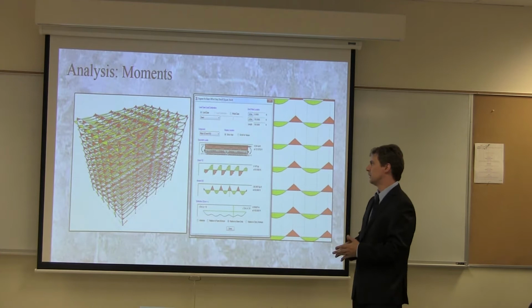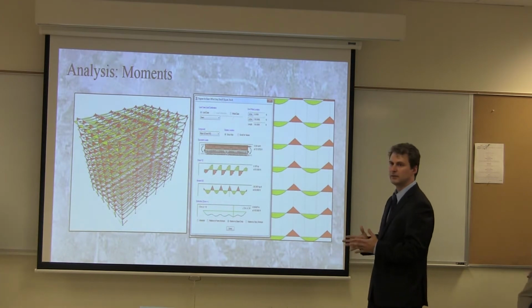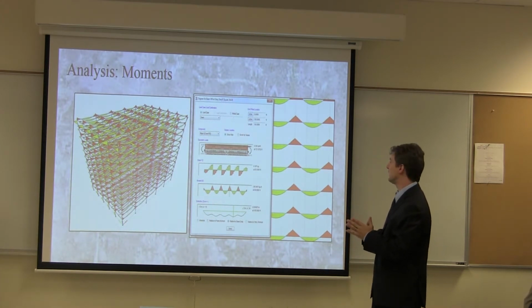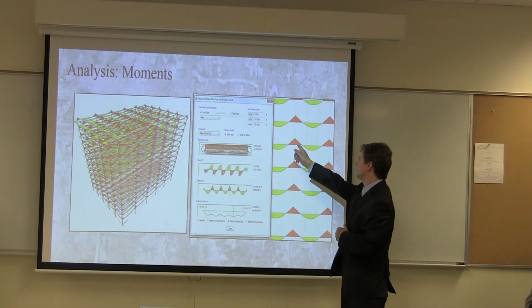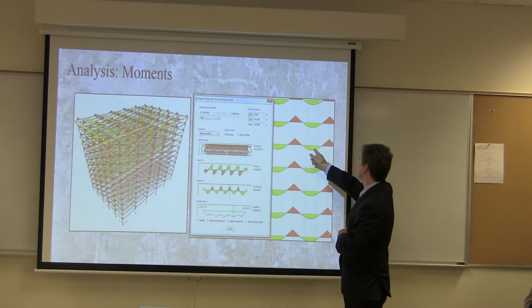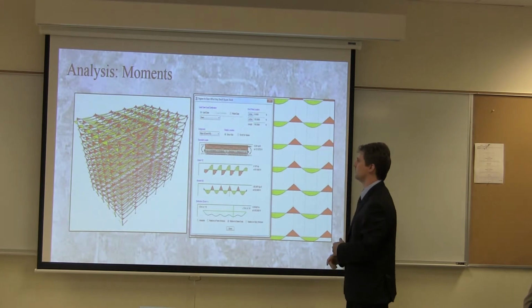This is the moment diagram, and it's the same sort of thing. Now in these moment diagrams, these are rigidly connected. So what you have is a strong negative moment at the actual connections, and then it sweeps down into a positive moment and then goes back to the next connection.